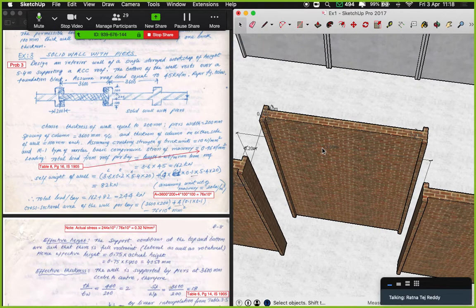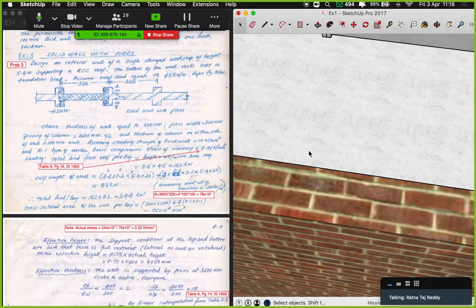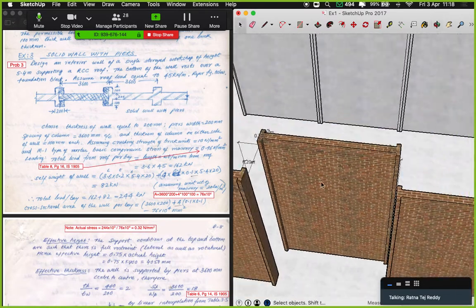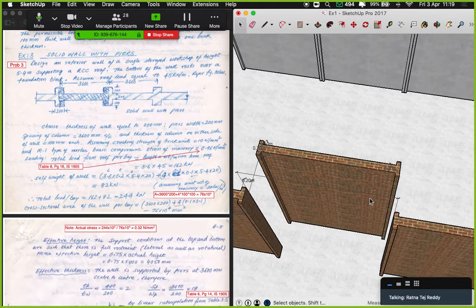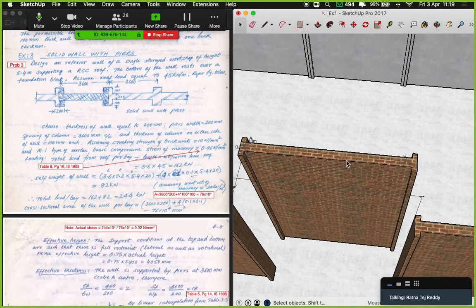So the self weight of the wall is 3.6 meter into 0.2, that is nothing but the thickness of the wall, into 5.4, which is nothing but the height of the wall, into 20. 20 is nothing but the unit weight of brick masonry, 20 kilonewton per meter cube. So we're just multiplying into 20 over there. So when you multiply that, you get a total load.